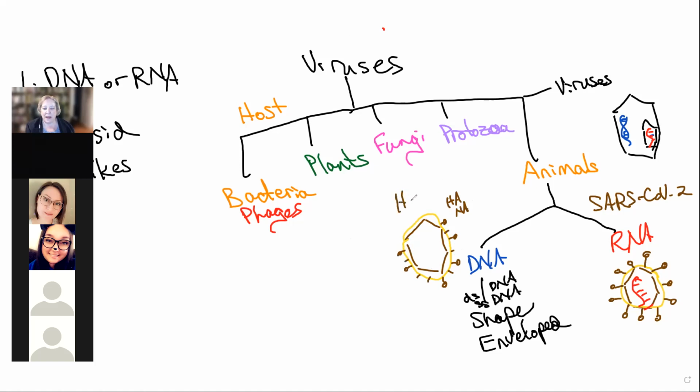When we talk about H1N1, we're talking about these types of spikes. Whereas SARS-CoV-2 has one strand for its genome, influenza has 8 segments of RNA.